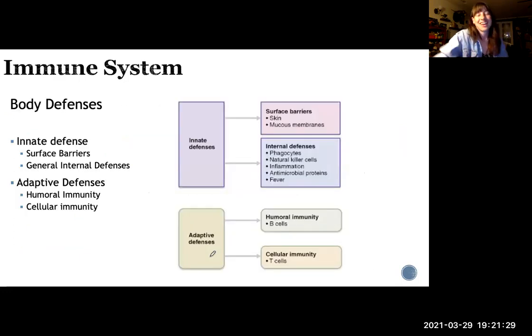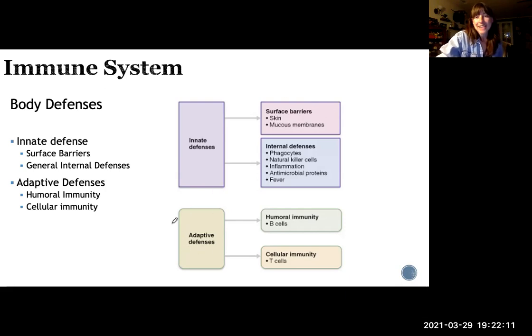Okay, so I want to reiterate this again. We've already seen this at the beginning, your immune system in general. We talked about this first. Seems like so long ago, right? You have your innate defenses, your surface barriers, skin and mucous membranes, your internal innate defenses, your phagocytes, natural killers, inflammation, fever, and antimicrobial proteins. These things are more generalized and will basically attack anything that's recognized as non-self.